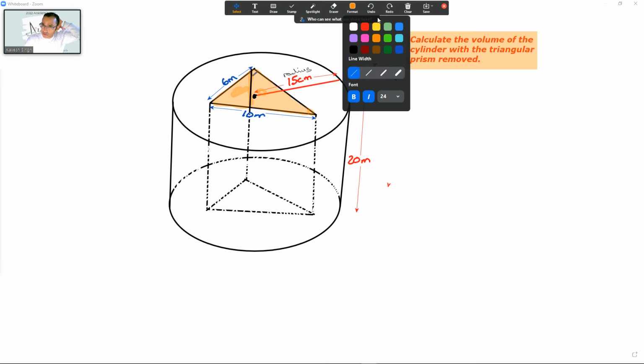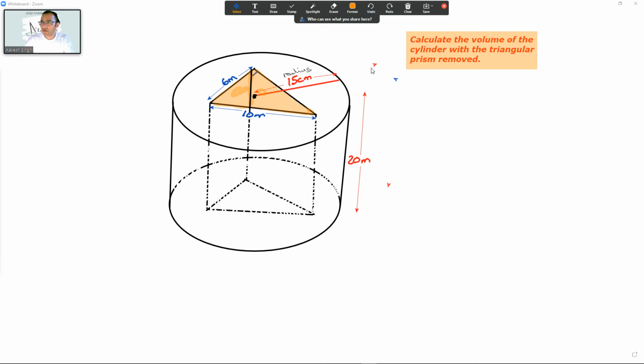All right, here we go. So we're going to calculate the volume of the entire cylinder, and then we're going to subtract the volume of the entire triangular prism on the inside. Okay? So let's go ahead and calculate the volume of the cylinder, right?